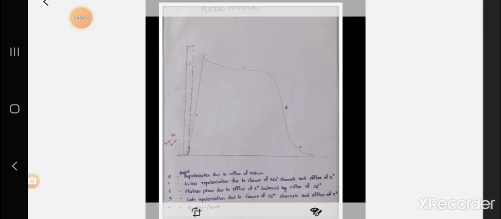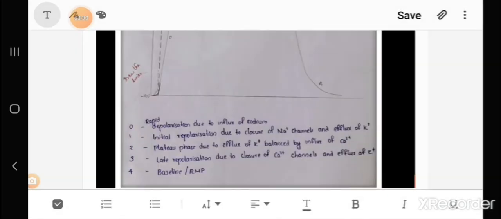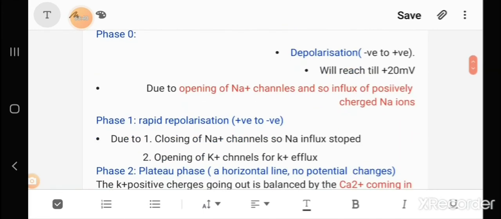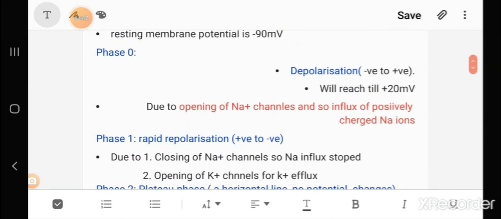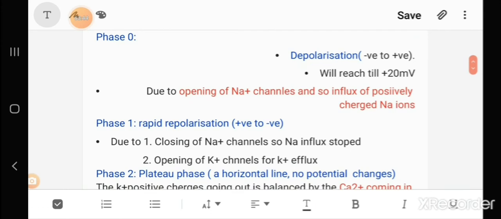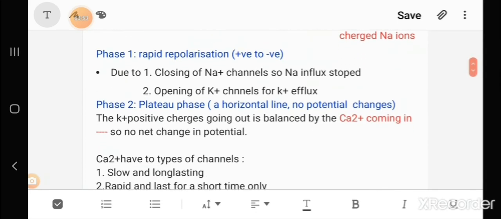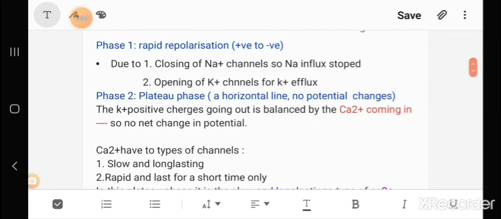Now there are two types of K plus channels. I have written the points here. Depolarization means negative to positive, to reach plus 20, and that is because of the opening of Na plus channels and influx of Na plus. Then phase 1 means rapid repolarization. Here there is closing of Na plus channels and opening of K plus channels.